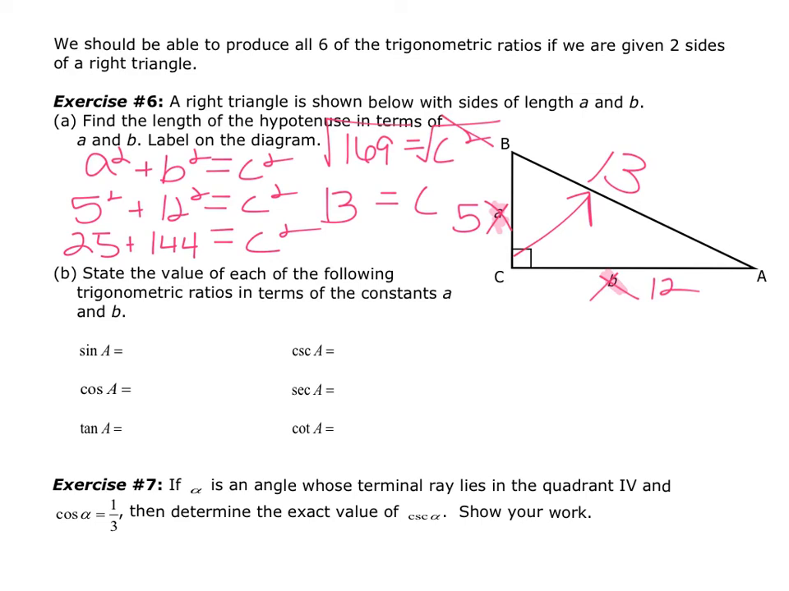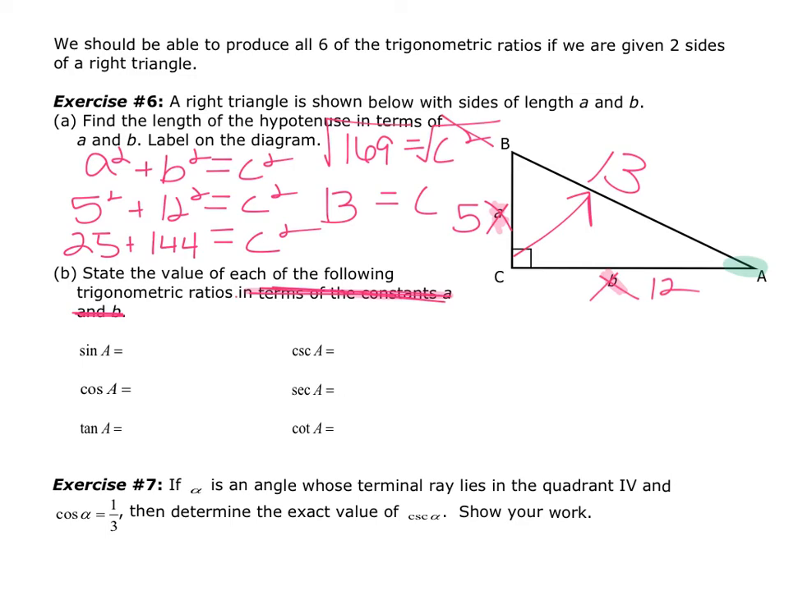Okay, so when I look at part B, it says state the value of each of the following trigonometric ratios in terms of... I'm just going to change this. I'm going to cross this off because we're not finding in terms of A and B. So we're just finding each trig ratio. If I look at all my choices there, it looks like I'm finding sine, cosine, tangent, cosecant, secant, and cotangent, all of angle A. So I'm going to highlight angle A just as a reminder that this is what we're using.